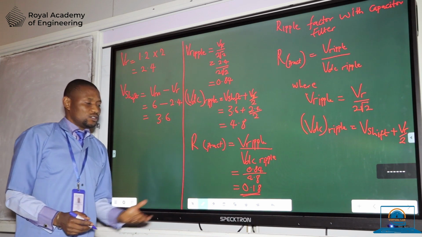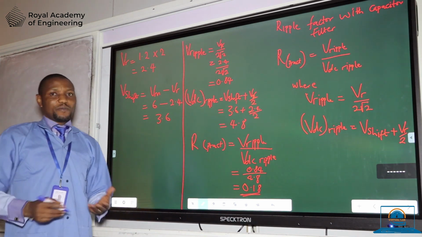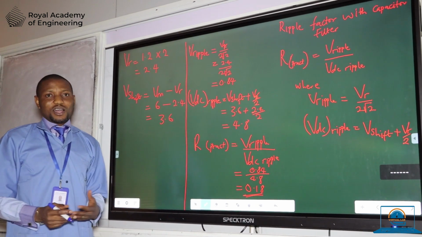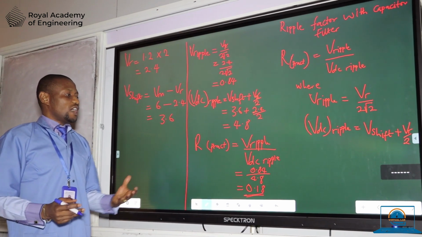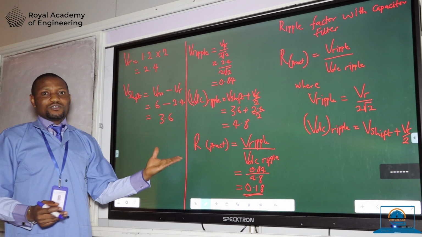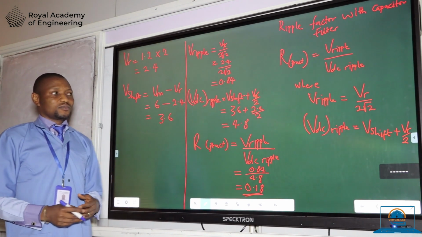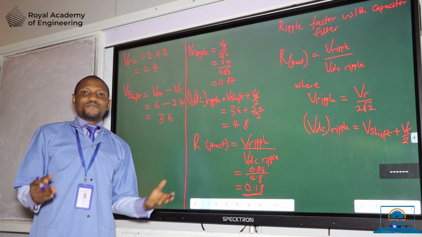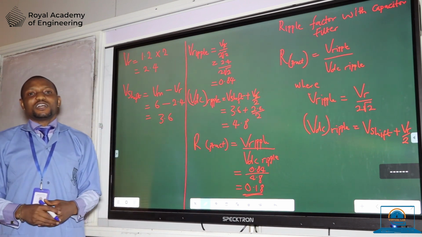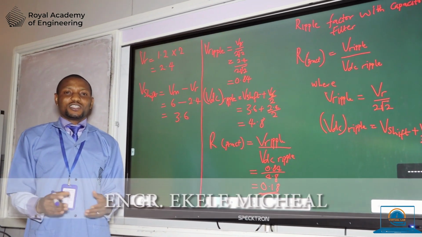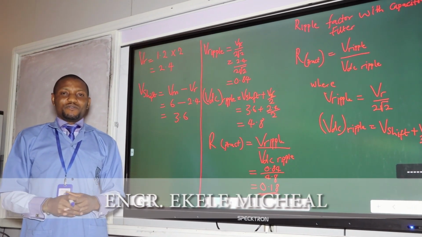Students are advised to use different values of capacitor and different values of resistor in this particular experiment to see how well you can reduce ripples in a circuit. We also have laboratory questions that you answer at the end of this laboratory, which will help you understand this lab very well.